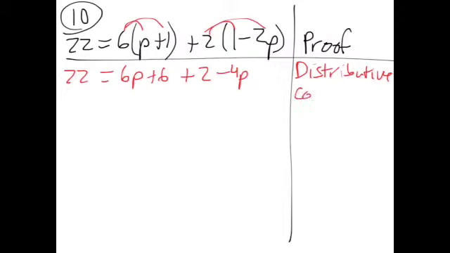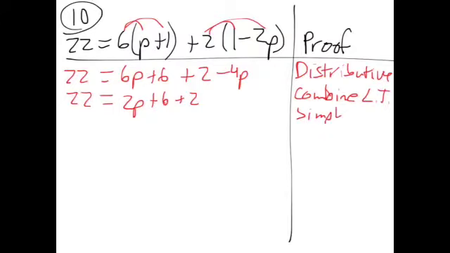And now I'm going to combine like terms. I'm going to put LT, because it's really hard to write really small on this. 6p and negative 4p gives us 2p. And then we still got the plus 6 and plus 2. And now I'm going to simplify to consolidate my right side even more to get 2p plus 8.